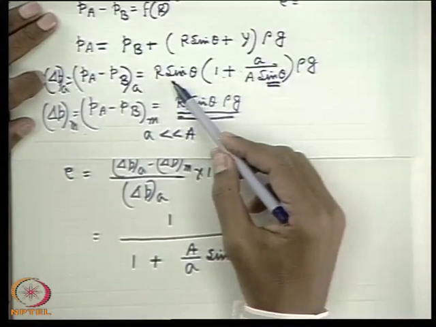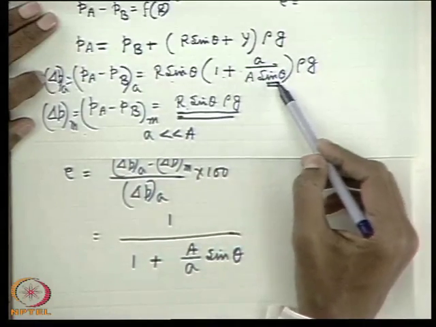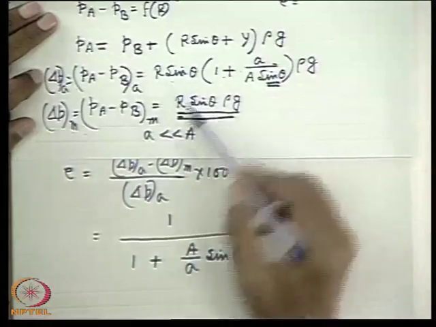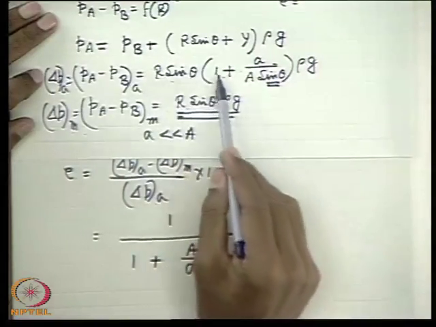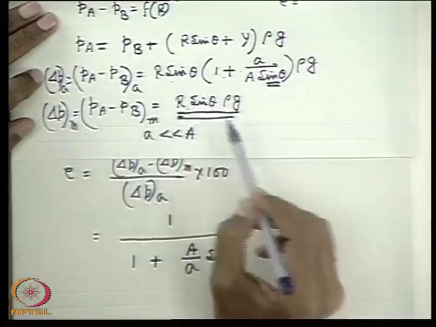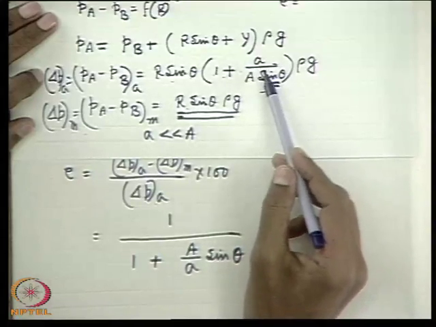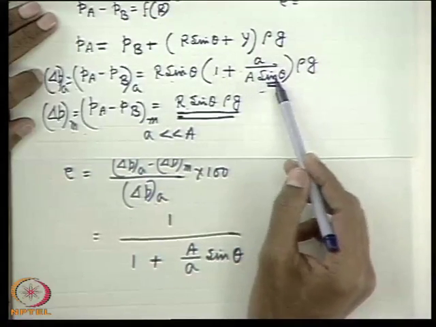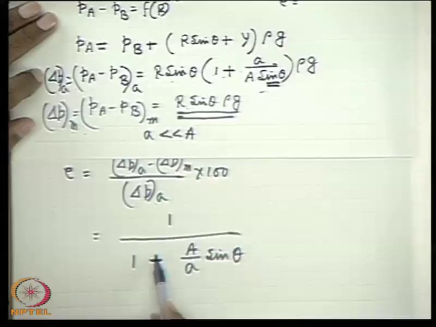So therefore, the numerator will be R sin theta times A by A sin theta, and the denominator will be delta P actual, R sin theta times 1 plus A by A sin theta. R sin theta will cancel, and you again make the numerator 1 by dividing by A by A sin theta, so that in the denominator we get that. This is simple algebra.